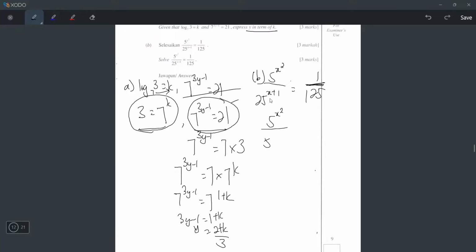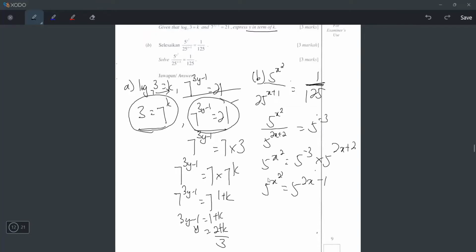So it becomes 5 power 2 power x plus 1, so 5 power 2x plus 2. 125 is 5 power 3, but 1 over 5 power 3 is actually 5 power negative 3. So you just write 5 power negative 3, and that's it. Then 5 power x squared equals 5 power negative 3 times 5 power 2x plus 2. Same base multiplied, the powers add. So negative 3 plus 2x plus 2, it becomes 2x, negative 3 plus 2, negative 1.